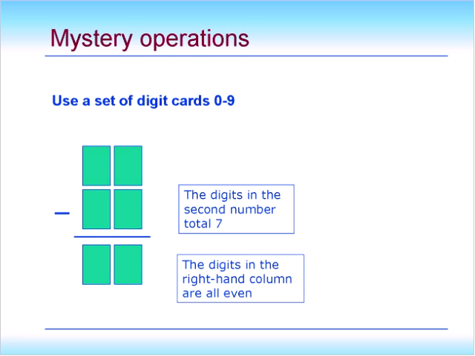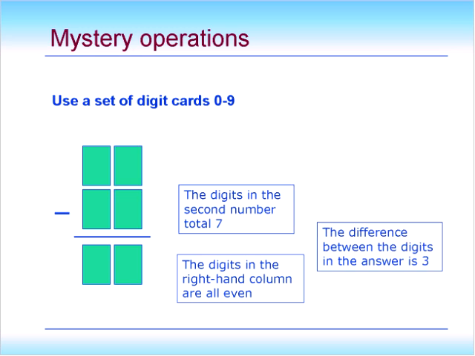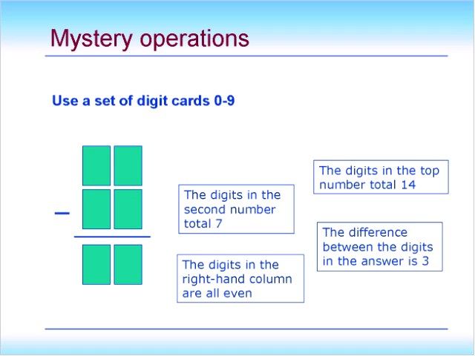And you can keep going with this. Keep adding clues. The digits in the right-hand column are all even. So that changes the second number to, could be 52, could be 34. It changes it slightly. And again, another clue: the difference between the digits in the answer is 3. Looking at the answer, what number could that possibly be then? The difference could be 63, could be a whole variety. So it narrows it down and narrows it down.